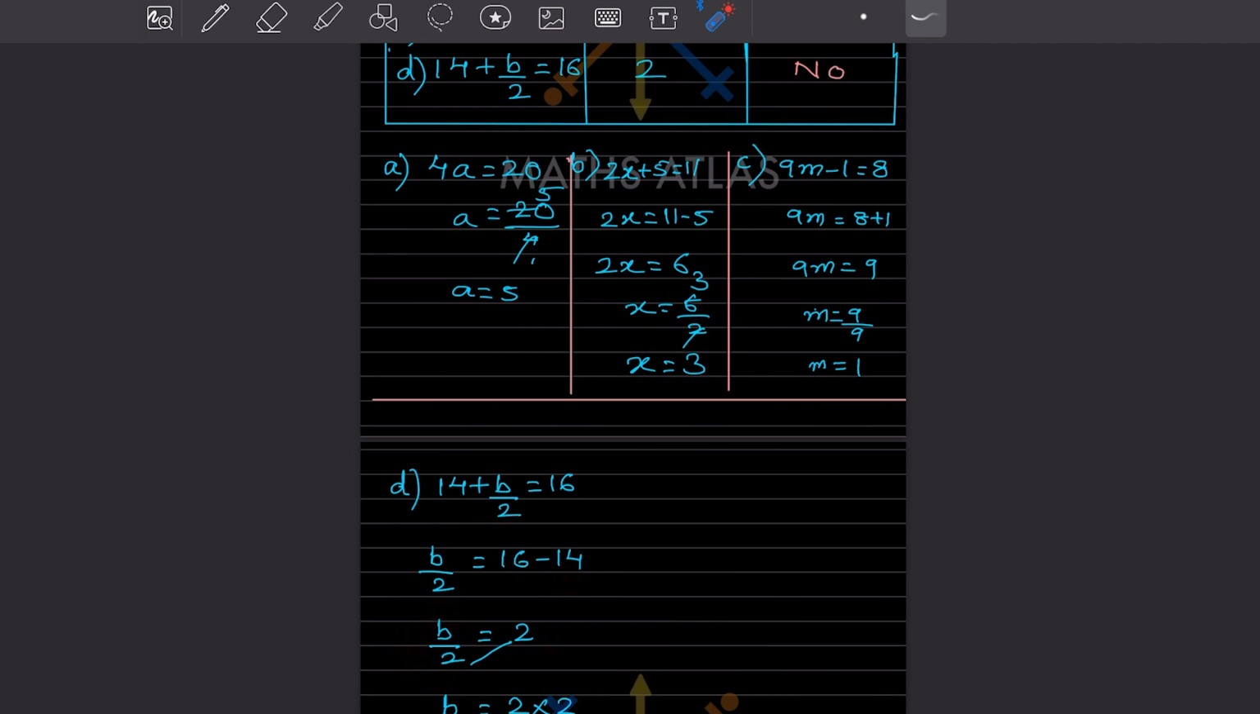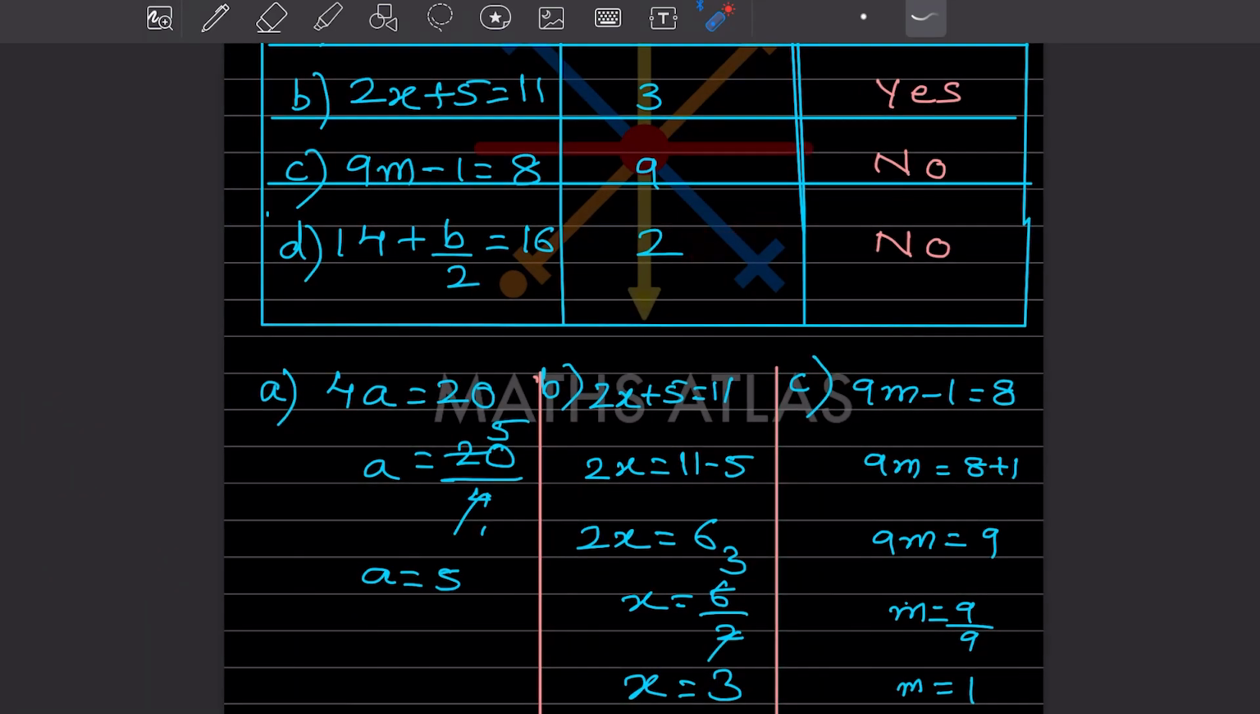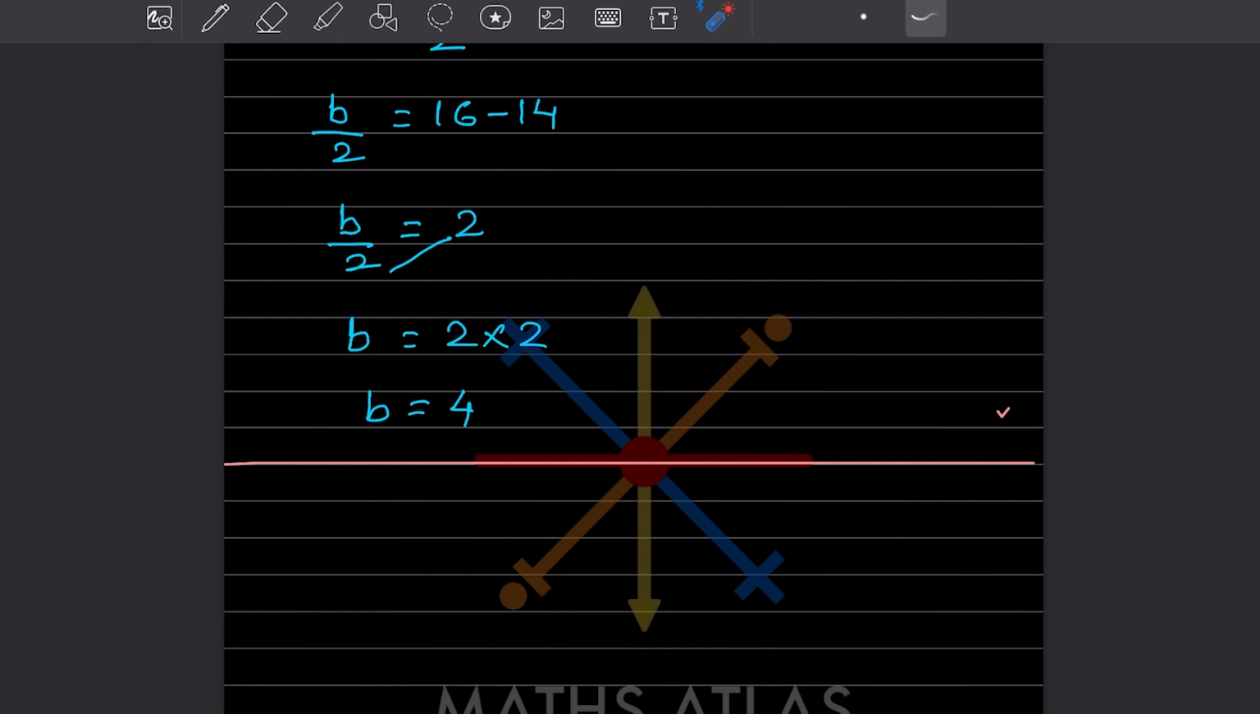Now b by 2 becomes 16 minus 14 is 2. So now what I want is just the value of b. So what am I going to do? I'm going to cross multiply this one. This 2, I'm going to take it to this side. As I told you, this is divide, right? So when it goes to the other side, it is going to get multiplied. So 2 multiplied by 2 is going to be 4. So here it says that it is 2. So here we have to write No. Hope that is clear.